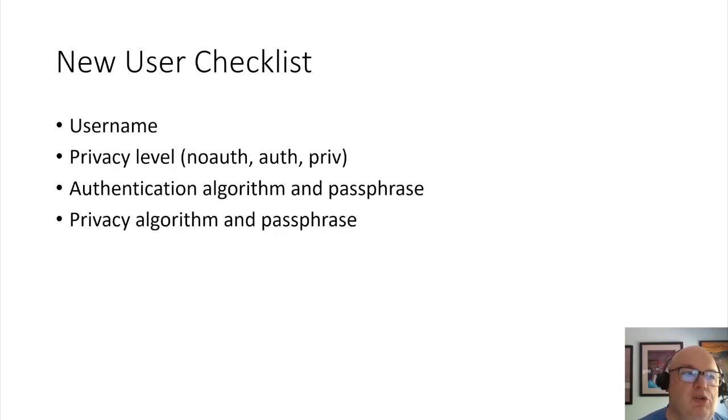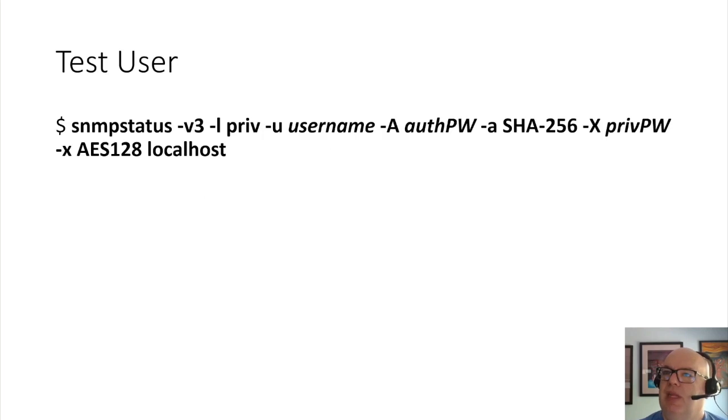So when you're setting up a new user, you have to figure out what the username is, what privacy you want, what authentication algorithm and passphrase you'll use, and what privacy algorithm and passphrase. Make a note of all of that. Set it up on the agent and the manager. We're not going to walk through it because SNMP v3 will take a little bit of time to do with NetSNMP, and every device is different. Of course they are. But once you have it set up, the very first thing you do is test that the username works. If the user does not work, nothing else matters.